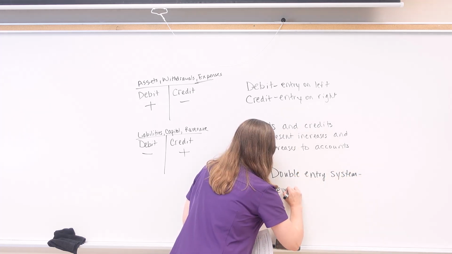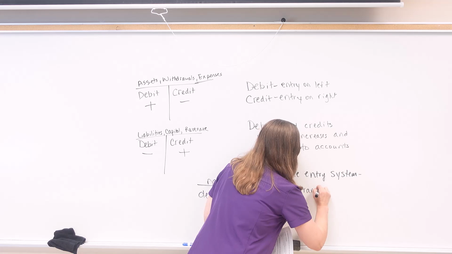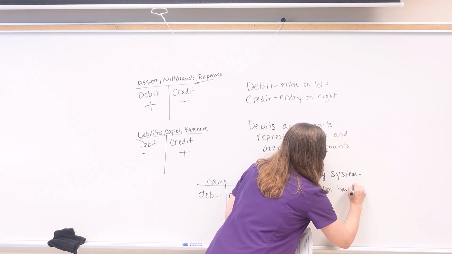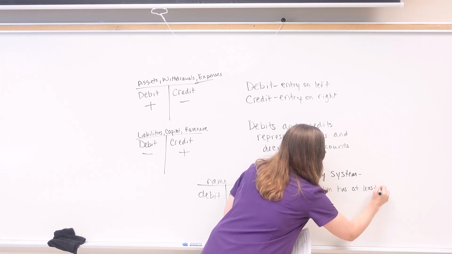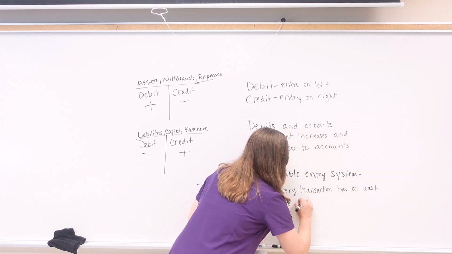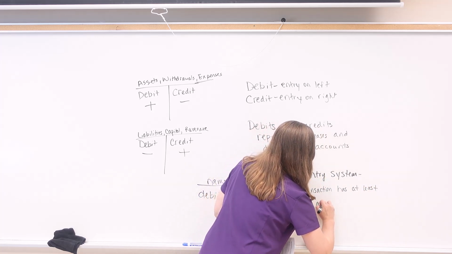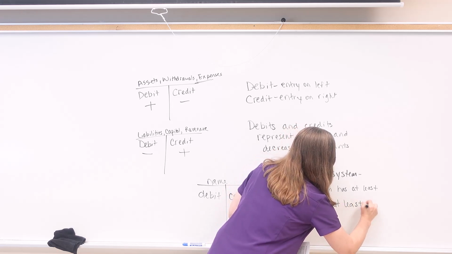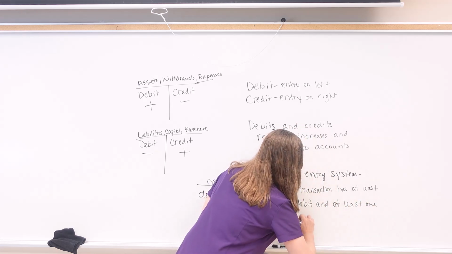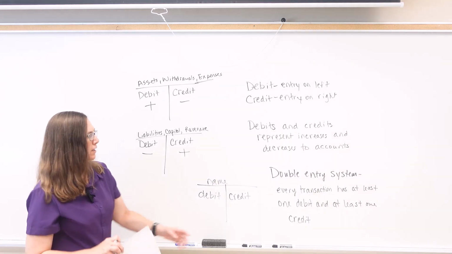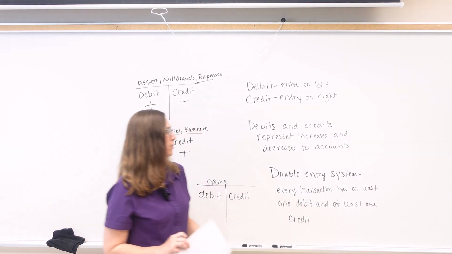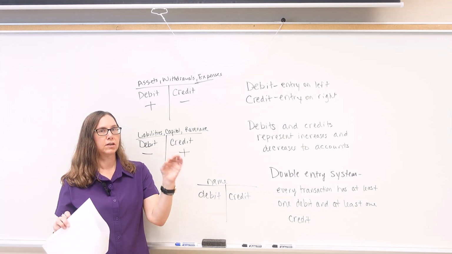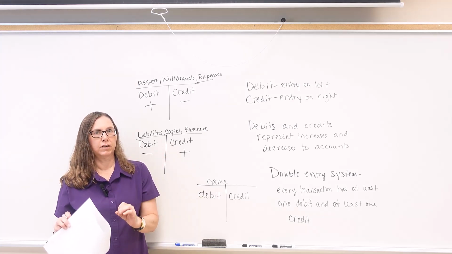So every transaction has at least one debit and at least one credit. And I say at least one debit and at least one credit. You could have more than one debit. You could have more than one credit, as long as your total debits equal your total credits in every transaction.